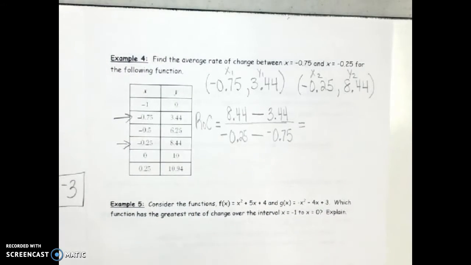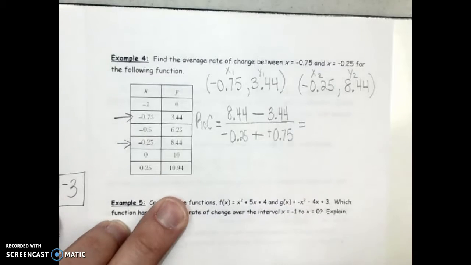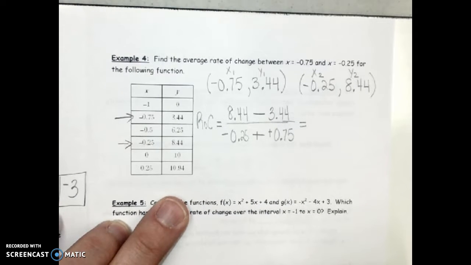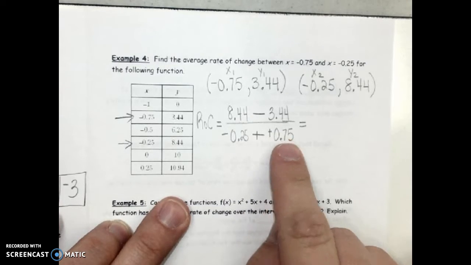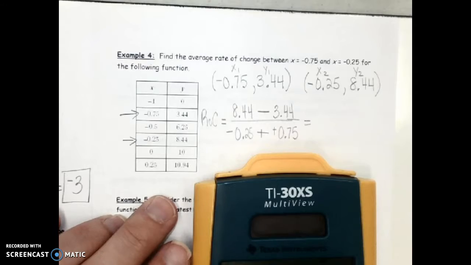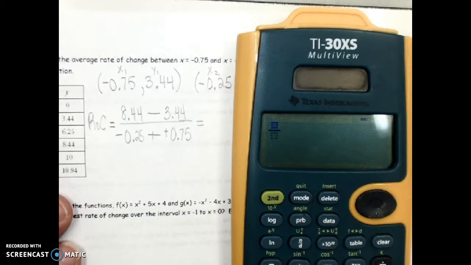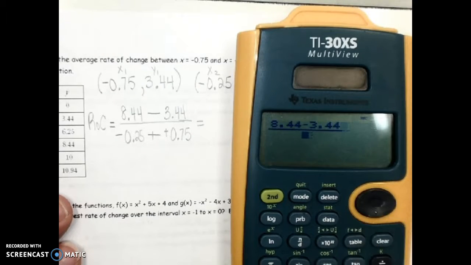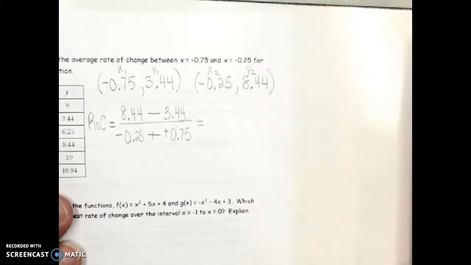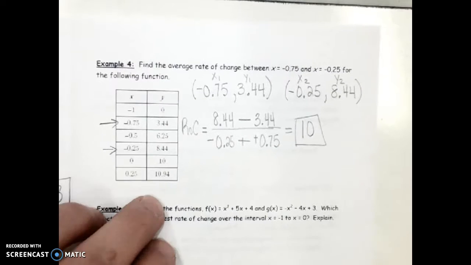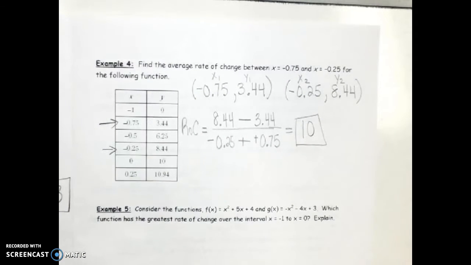What does minus and negative mean? Minus and negative means plus a positive. I'm not even going to deal with putting the minus and negative part in my calculator. I am going to put this in my calculator exactly as I see it. Here's my calculator. Fraction bar, 8.44 minus 3.44 over -0.25 plus 0.75. Enter. My rate of change between these 2 points on this interval is 10. That's all I have to do. They tell me the interval of my x's, I find my y's, and I do rate of change, the slope formula.